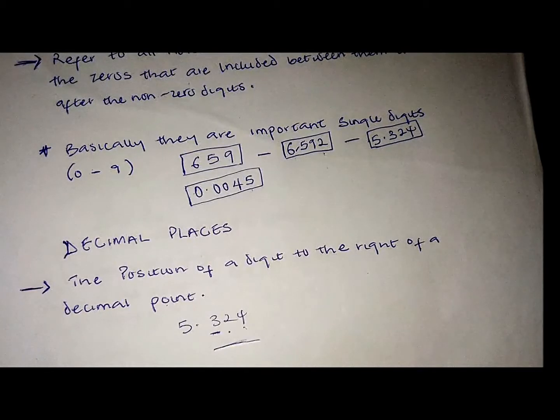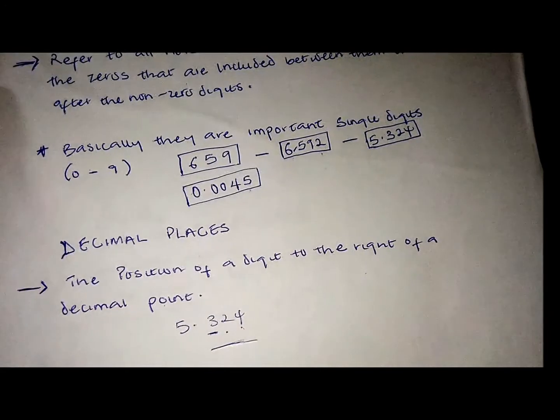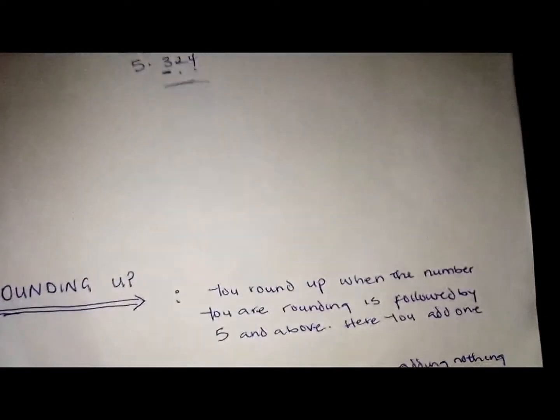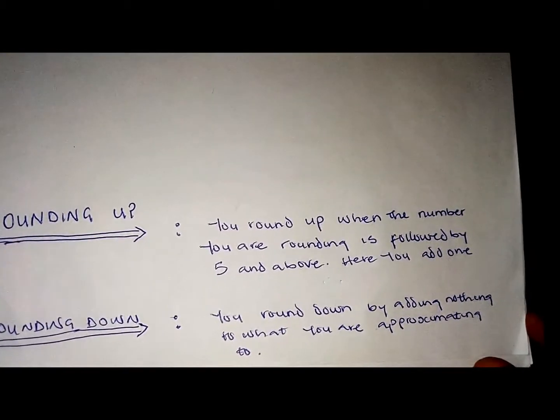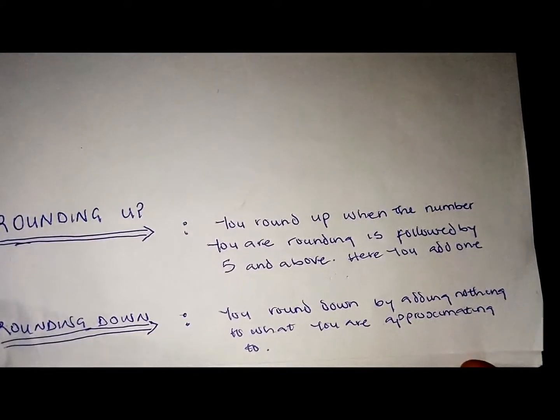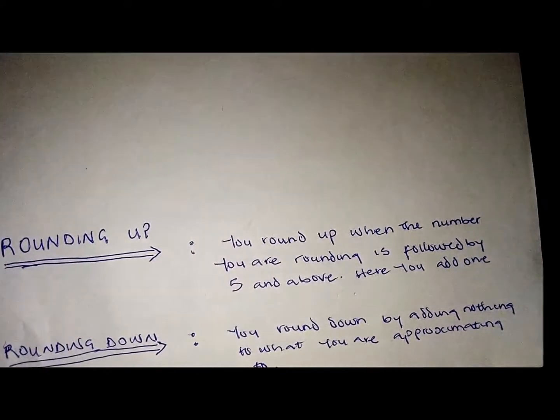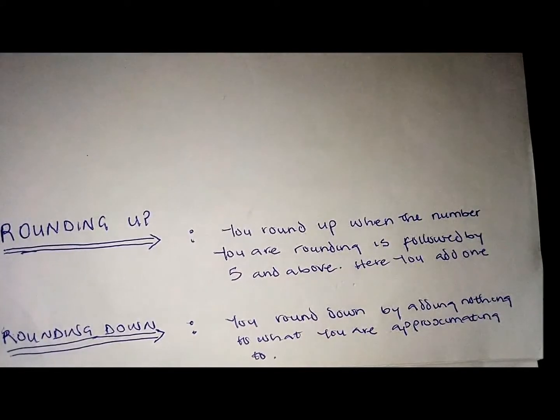Okay, now to really understand significant figures and decimal places, we have to understand two important things: rounding up and rounding down. Now, for us to round up is very important in applying decimal places and significant figures. Rounding up, we mean that we're going to add 1 to the number we're approximating to, especially when the number that is after the number we're approximating to is greater than 5, or it is 5.